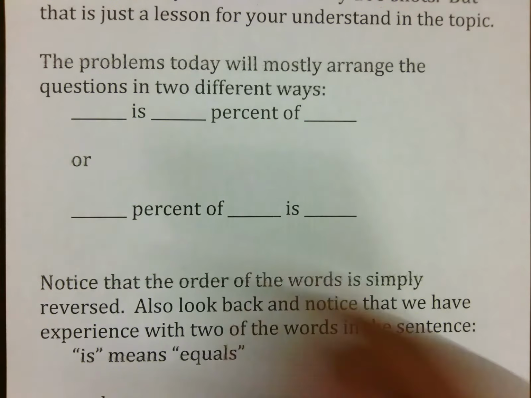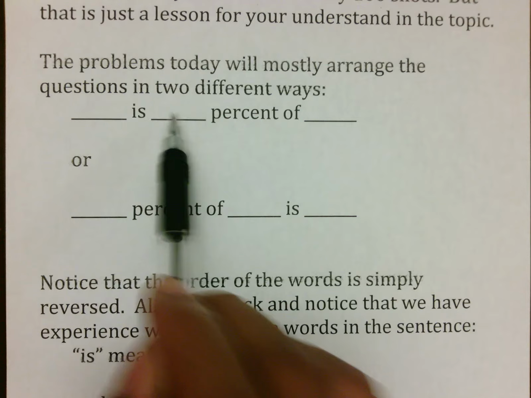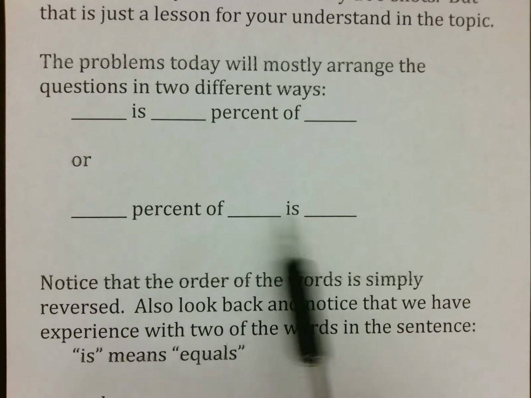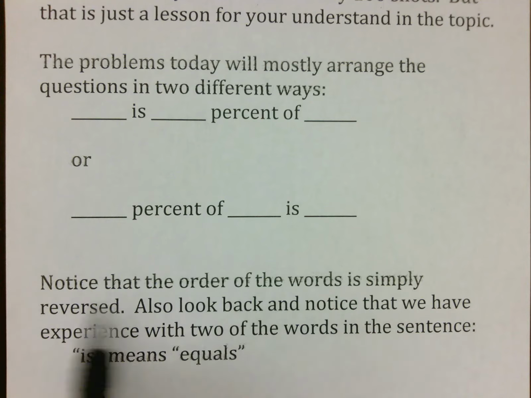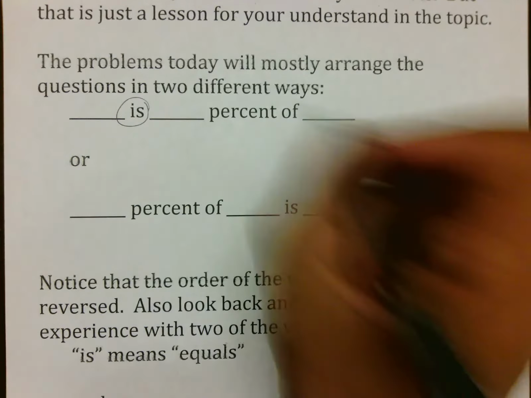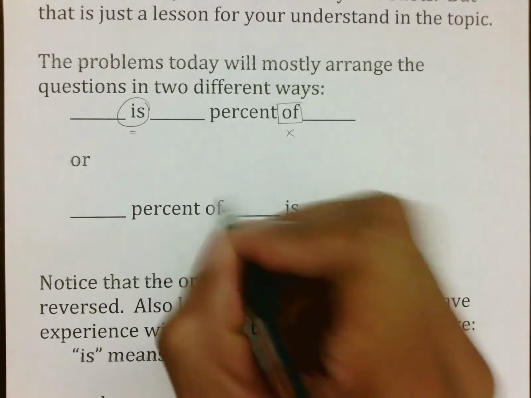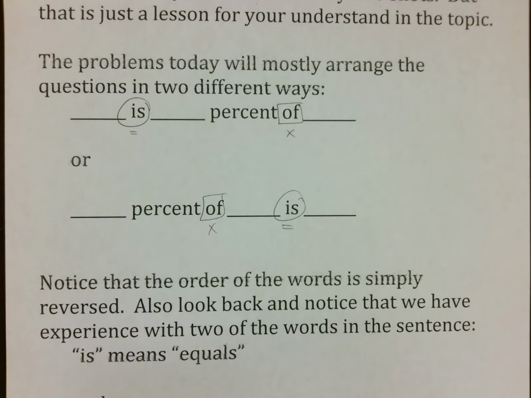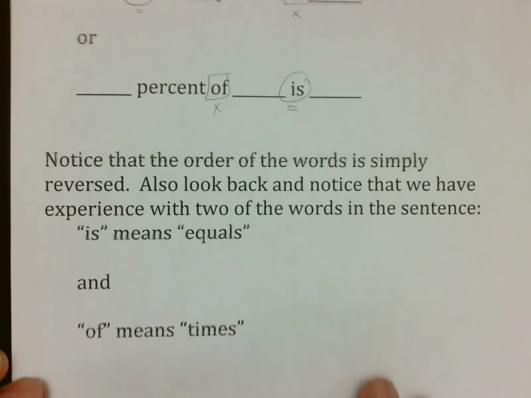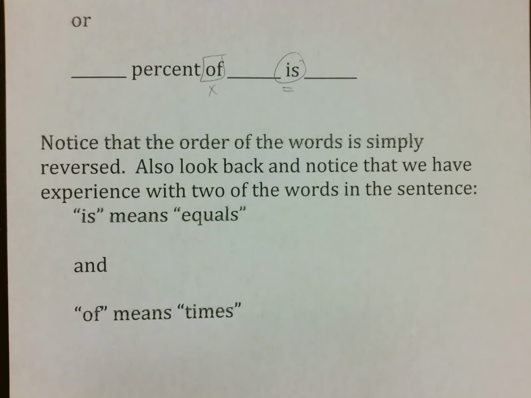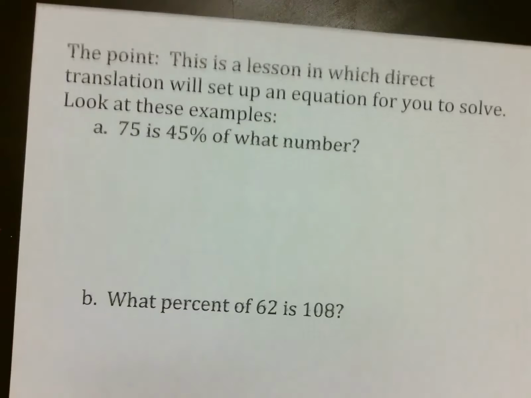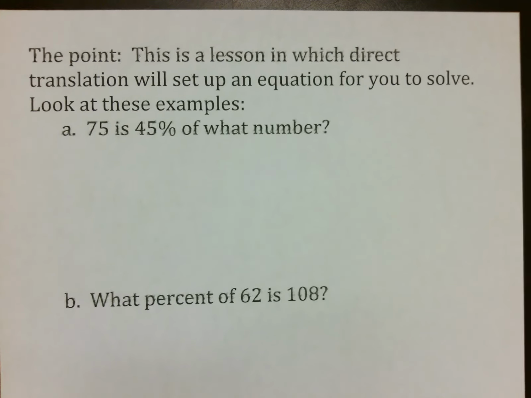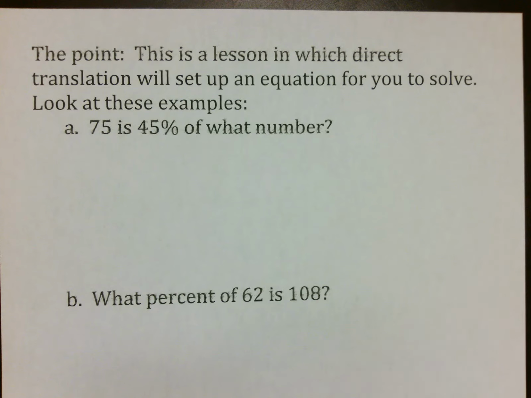The problems today are going to mostly arrange questions in two different ways. You'll have something is something percent of something, or you'll have something percent of something is something else. Notice all that they did was just reverse the words. The is and percent of just switched. Also look back and notice that we have experience with two of the words in the sentence. We learned that is means equals, and if you remember, of was an operation word for times. So that means that all we had to do is basically translate everything to get to our answer that we need. So again, is means equals, of means times, and after that, this lesson is a direct translation. This is a lesson in which direct translation will set up the equation for you to solve.